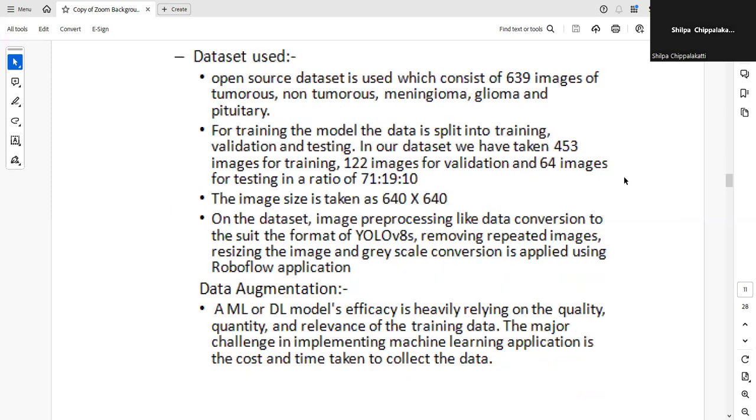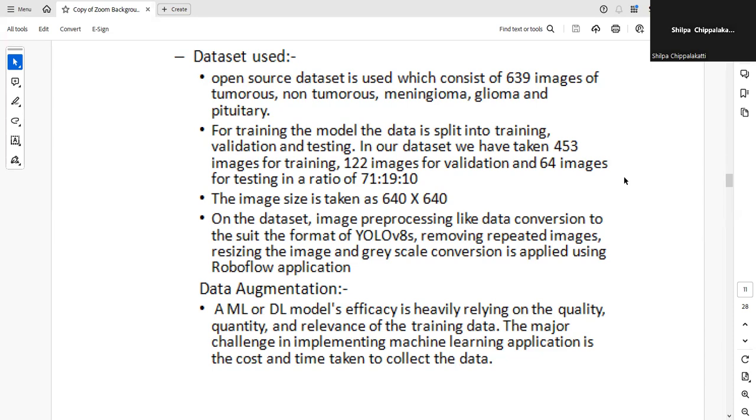The dataset which we have used is an open source dataset which consists of 639 images of tumorous, non-tumorous, meningioma, glioma, and pituitary. For training, the dataset is split into training, validation, and testing. In our dataset, we have taken 453 images for training, 122 images for validation, and 64 images for testing, in a ratio of 71 to 19 to 10. The image size is taken as 640 by 640.